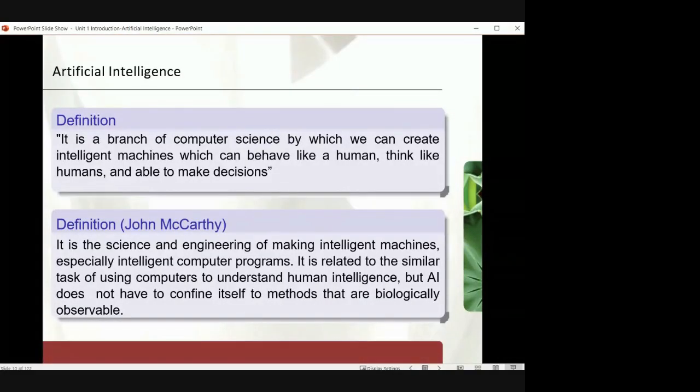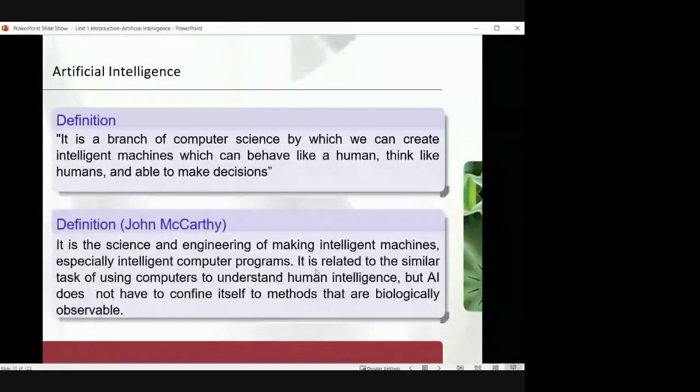Okay, but this AI word came into the picture in 1955-56, and that particular word was given by John McCarthy. Okay, John McCarthy is the one who gave the word AI or artificial intelligence. So what is artificial intelligence? What is the definition in his words? The definition is, it is the science and engineering of making intelligent machines, especially intelligent computer programs.